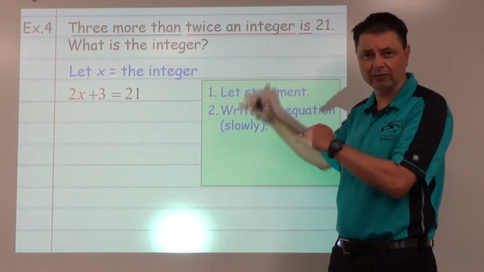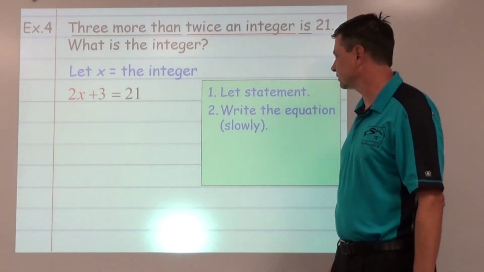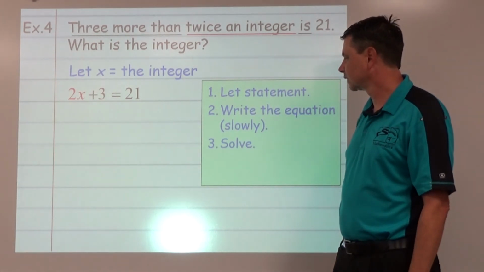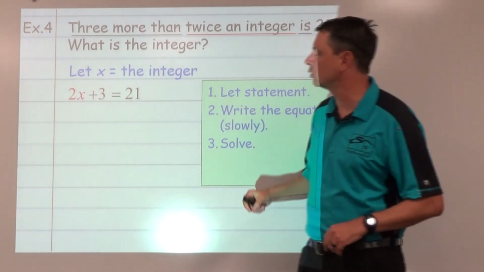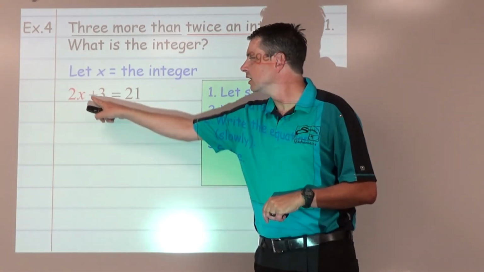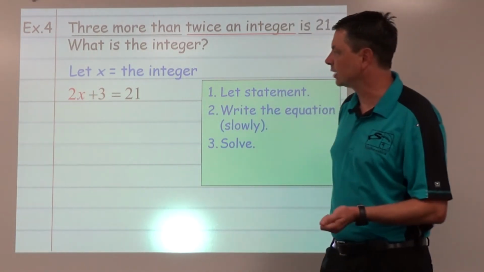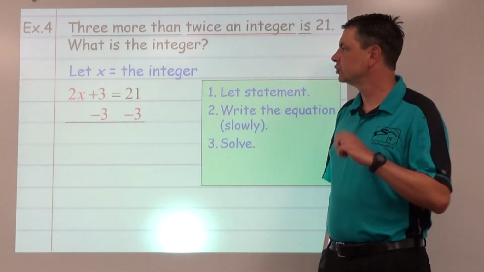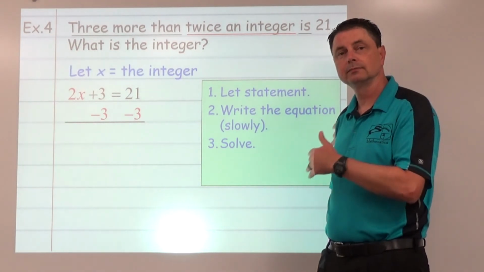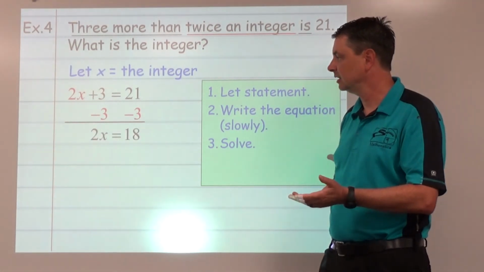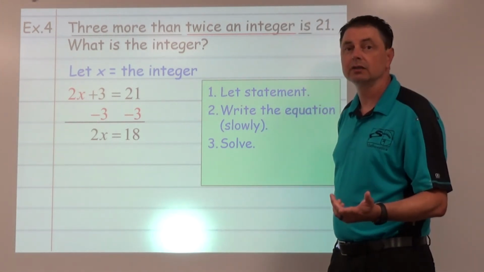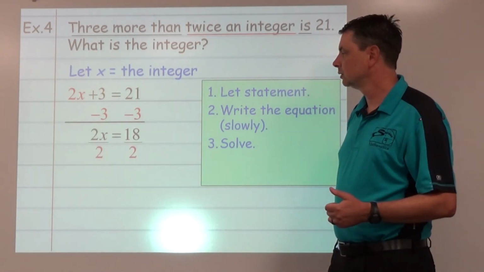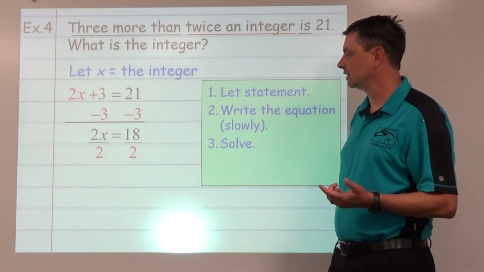So you're going to get credit for different parts of this. All right, number 3, solve. All right, let's solve our equation. We want to get x by itself. Let's undo the addition. Subtract 3 on both sides. 2x equals 18. Undo the multiplication. Let's divide both sides by 2. We get x equals 9.